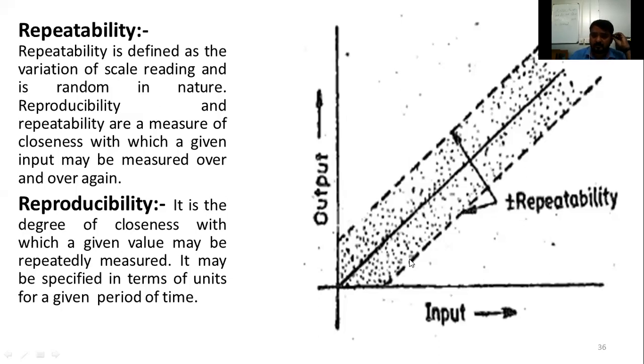So number 44. Which does not change with respect to time. Static characteristics. Okay.